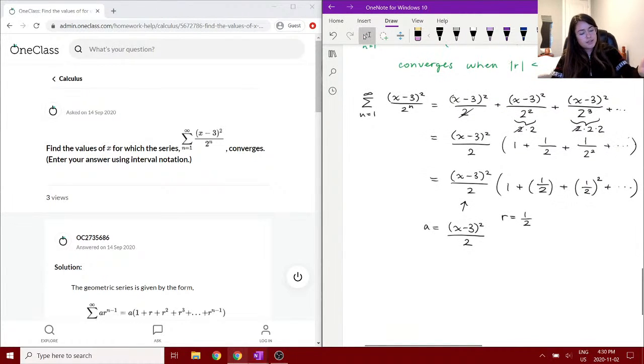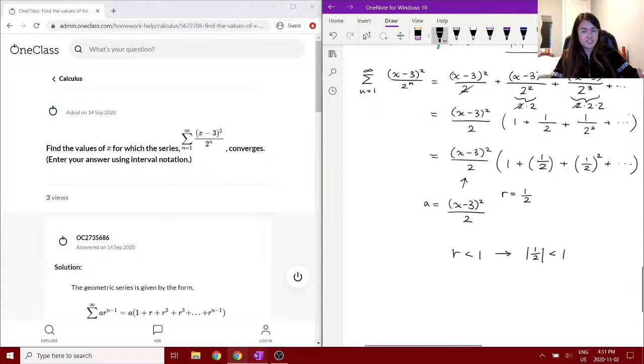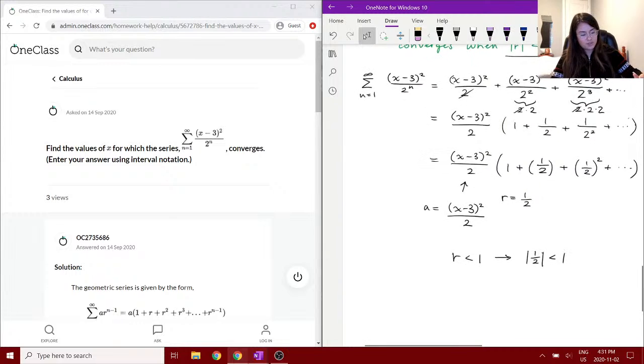So that means that it will converge when the absolute value of r is less than 1. And we know r is, well, I'll just write it like this, r is less than 1. Kind of redundant, I guess, but 1/2 is less than 1. So that makes sense. We know that this is a geometric series, and we can say that it will converge when the absolute value of r is less than 1.